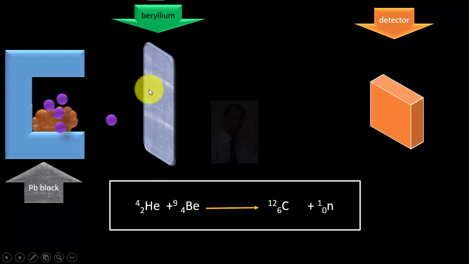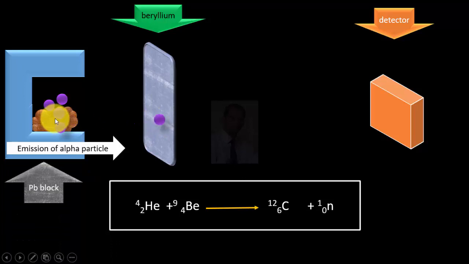When a beryllium material was kept in front of these radiations, since polonium is a source of alpha particles, which are doubly positively charged, it releases alpha particles towards the beryllium metal placed in front of it. In this equation, you can see beryllium metal when hit by an alpha particle gets transformed into carbon-12 with the release of one neutron.